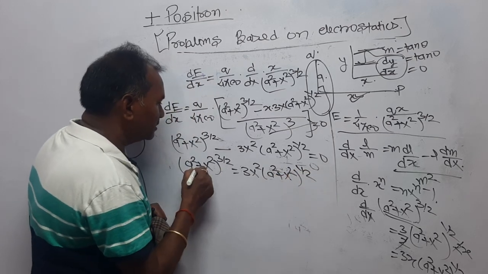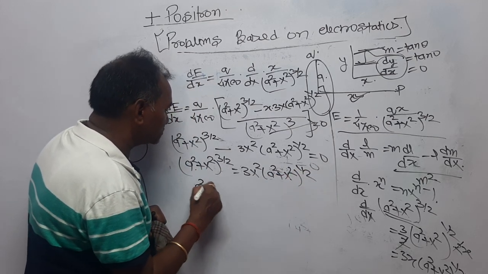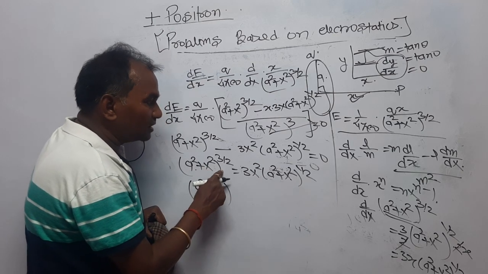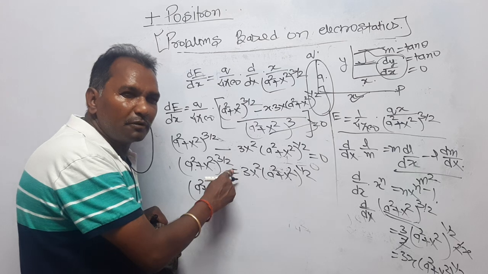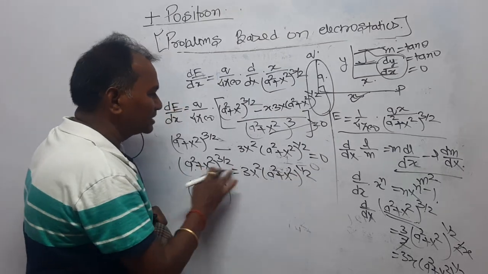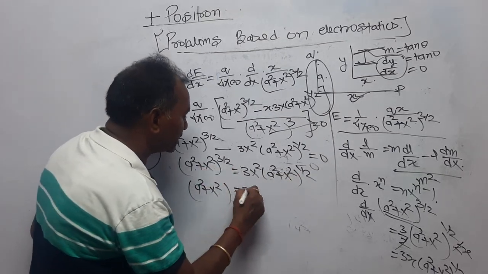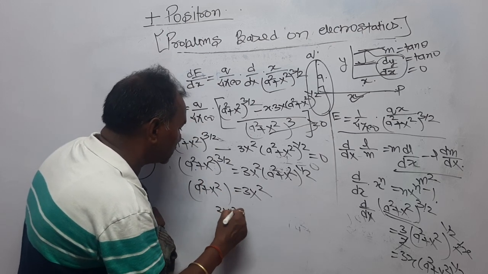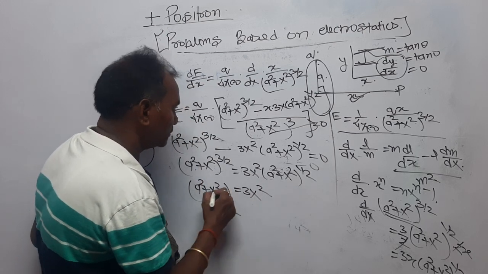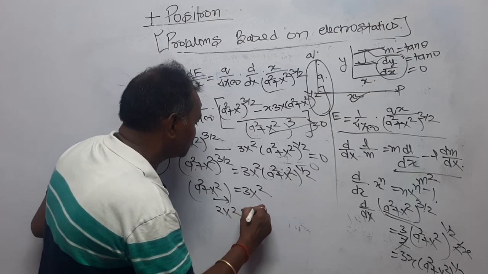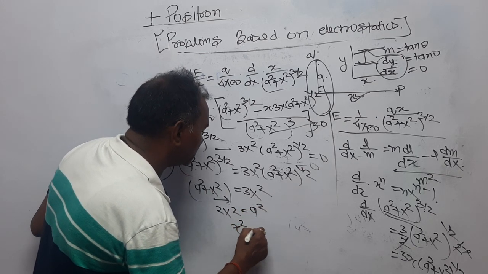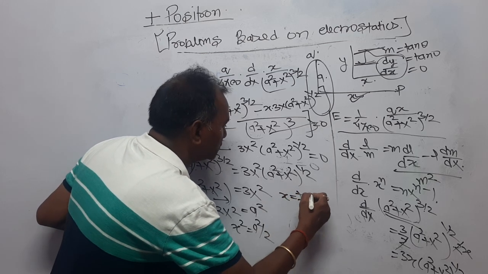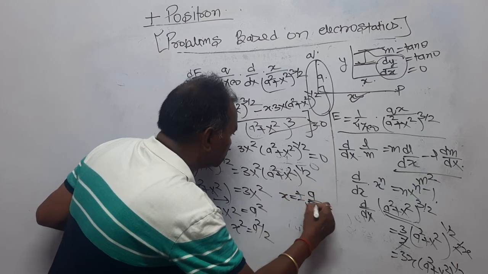Bring it to that side, you will get (a square plus x square) into (a square plus x square) to the power 1 by 2, divided by (a square plus x square) to the power 1 by 2. That portion will be cancelled, and you will be left with a square plus x square equal to 3x square, or 2x square. Transfer this to LHS. This is x square equal to a square by 2. Or dear student, you have got x is equal to plus minus a by root 2.